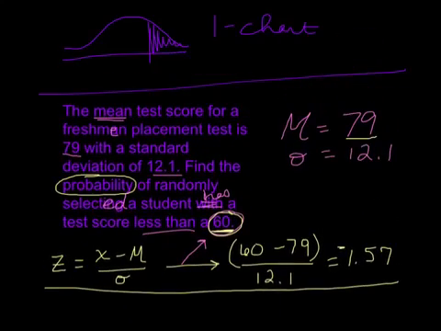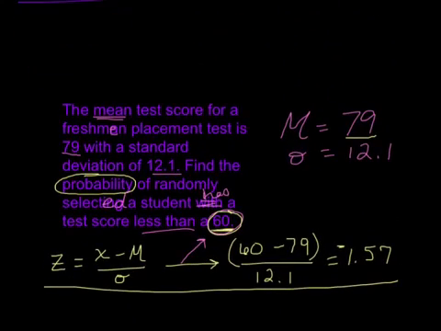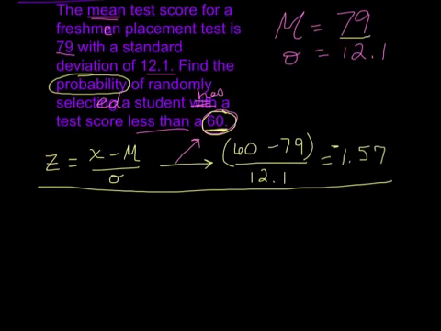So let's pull up the z-score chart. My z-score is negative 1.57.